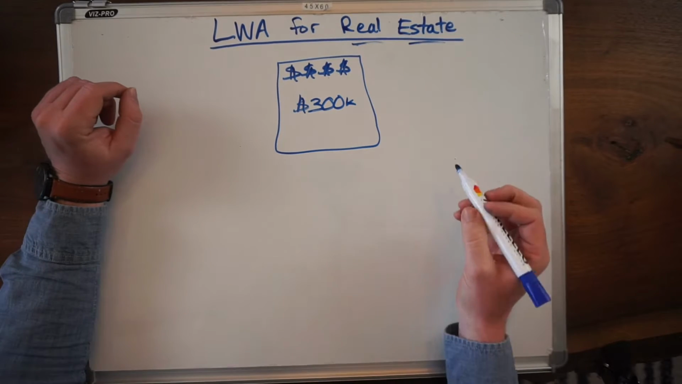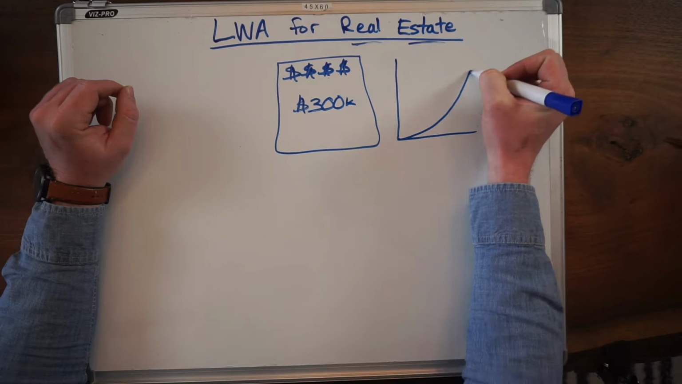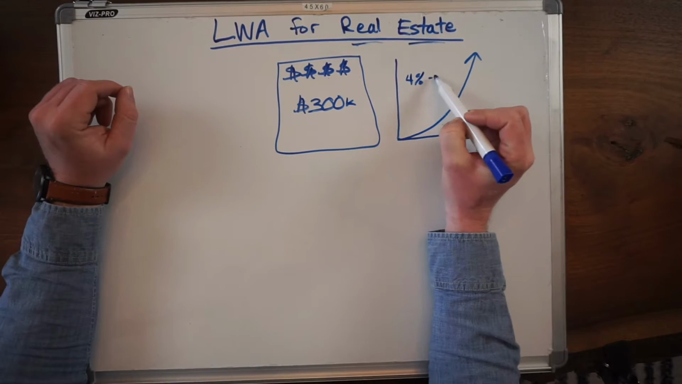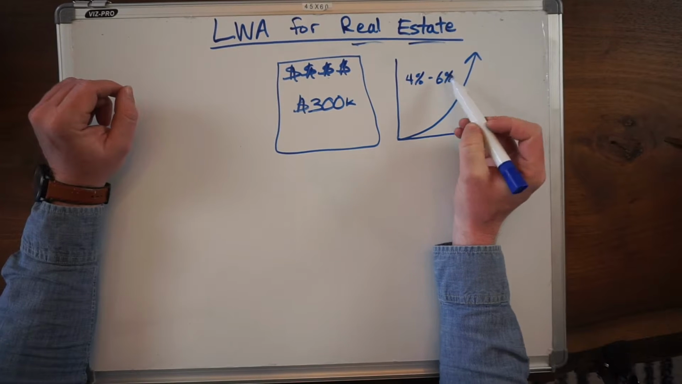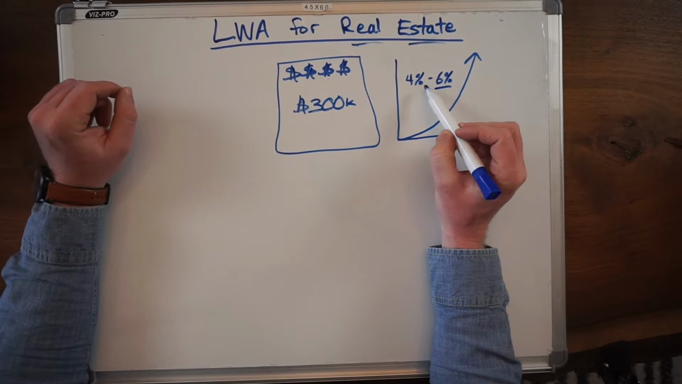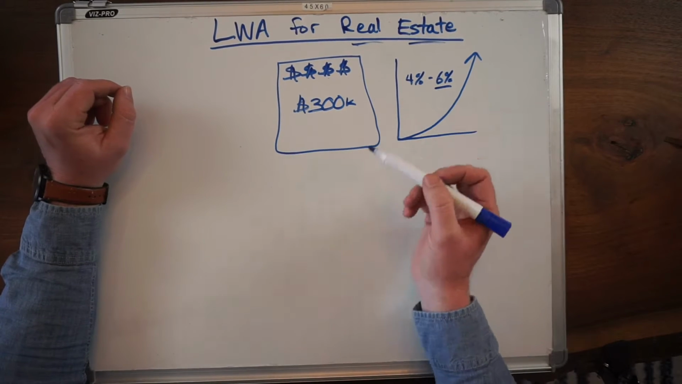Now, by getting that policy, we know that we're getting a compounding rate of return of a minimum of 4% up to about 6% with the dividend rate. So the companies we work with have consistently returned this dividend rate. So you're getting just about 6% in your account every single year.